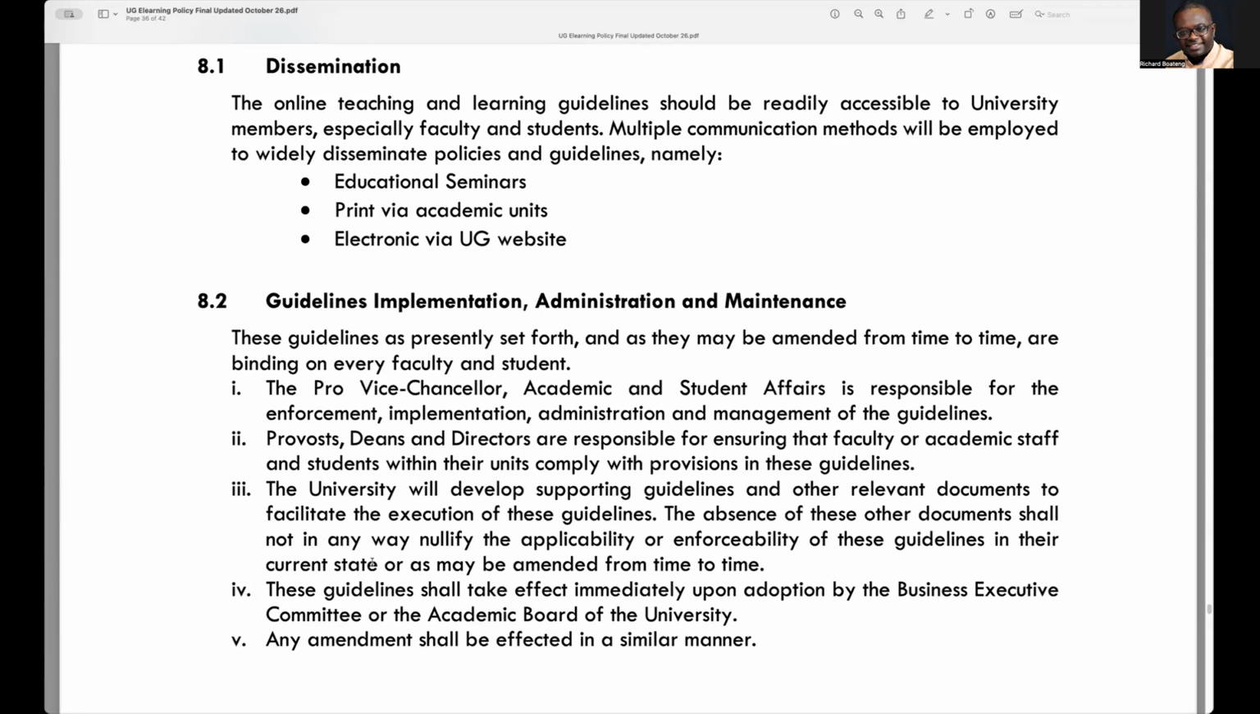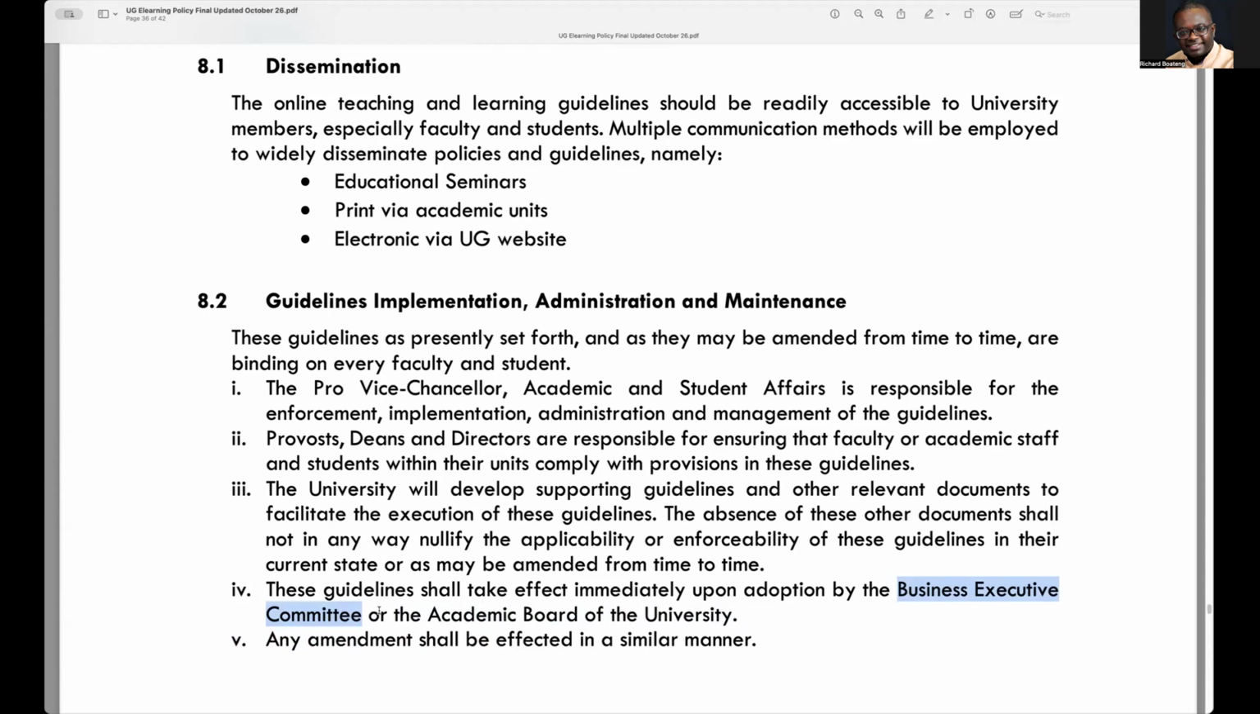Right now, they are developing an AI policy for education in UG. Some of the members of our team, like those in quality assurance and IT, are part of the AI policy. And they came back to me and said, Richie, can we have the final policy that we developed, so that we can take items from it to inform the AI policy that we are developing for UG. So it's very interesting. Then the guidelines shall take effect immediately upon adoption by the Business Executive Committee. We went to meet them and the academic board.